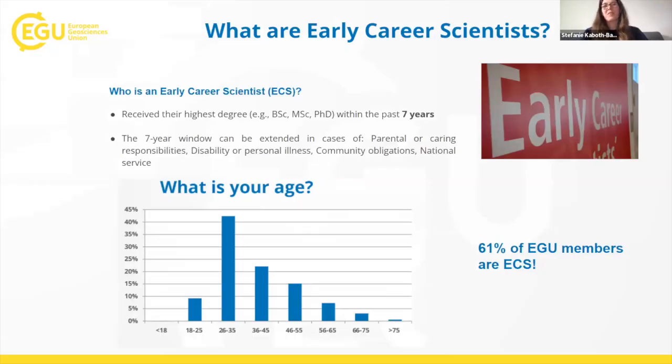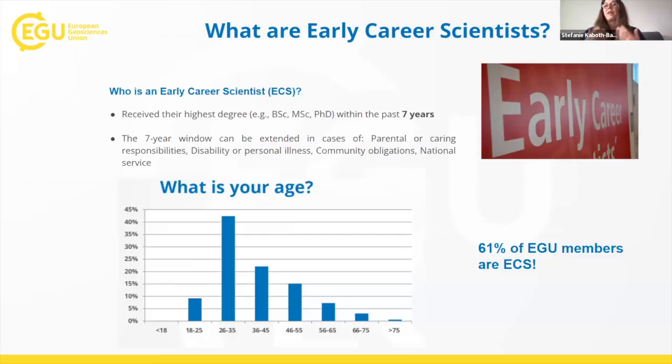So let's go through a couple of things that particularly pertain to early career scientists. Simon touched on this a little bit before, so the word has fallen. So let me quickly give some definition to what an early career scientist is. We consider an early career scientist basically a student or a PhD candidate or even a practicing scientist like a postdoc if they have received their highest degree within the past 7 years.